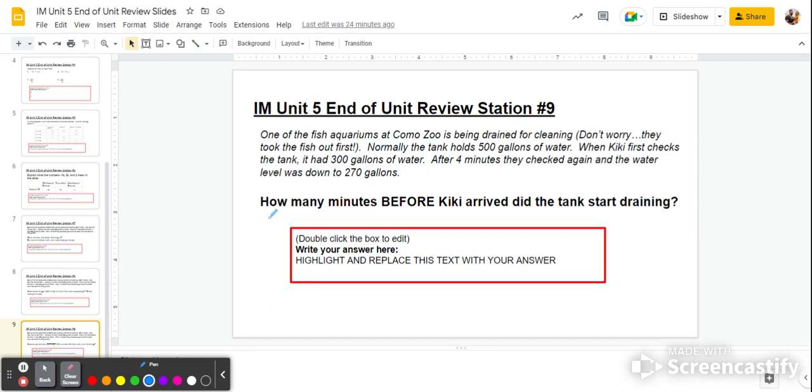Well, we want to know how many minutes before Kiki arrived did this tank start draining. So how many minutes was it from 500 to 300? So again, we're going to find our difference, which should be pretty easy. That should equal 200 gallons we lost. And we know they leave at 7.5 gallons per minute, so we're going to divide 200 by 7.5, and that's going to equal a total of 40 minutes. And that's our answer. Found our difference between the two. How much did we lose? And in that 200, we lost 7.5 per minute to end up with 40 minutes.